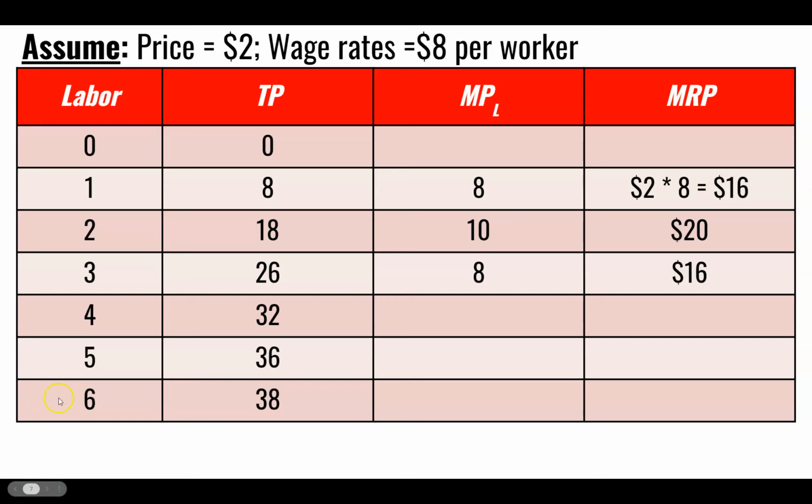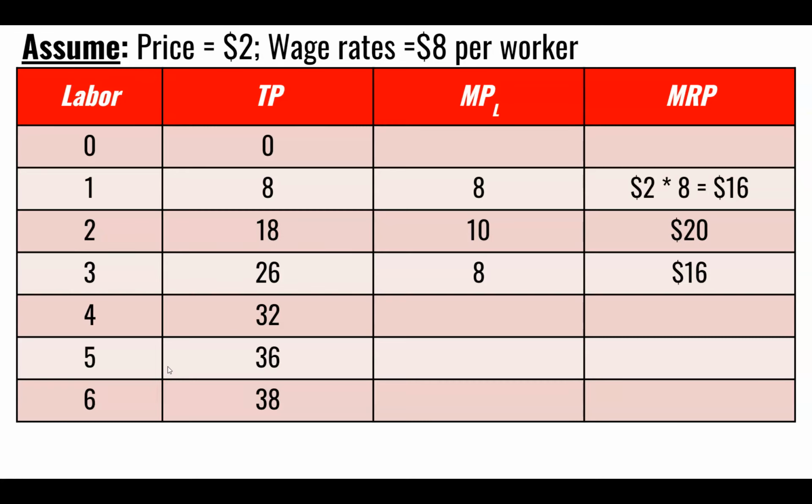Each worker produces cups of lemonade that sell for $2 a piece. So that first worker is adding $16 in revenue to the company. He produced 8 cups of lemonade. We charge $2 a piece. So his work is worth $16 for the day. The second worker's marginal revenue product was $20 because he produced 10 cups of lemonade at $2 per cup. Means he's worth 20. The third worker is worth 16.